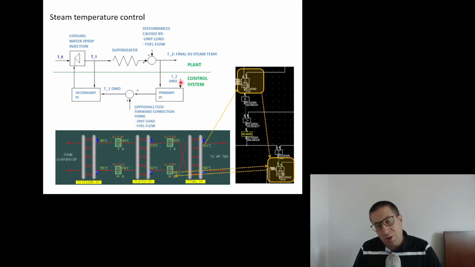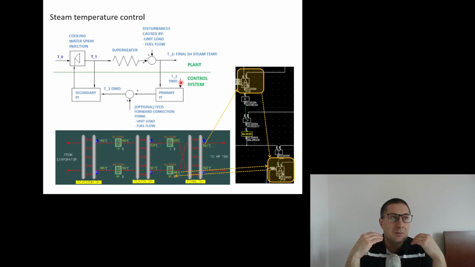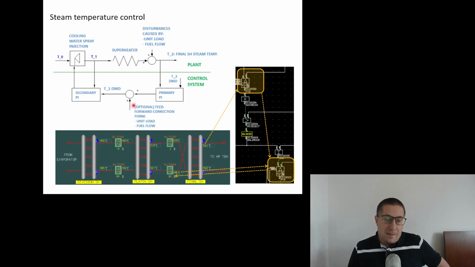Of course, we must calculate a set point that is reachable, that is possible to realize. Because, for instance, if we have a low unit load, we might not be able to reach this 540 centigrades, especially if we are using poor quality fuel. And here you can see the feed-forward correction, right? So we can also use the feed-forward correction. Why not?